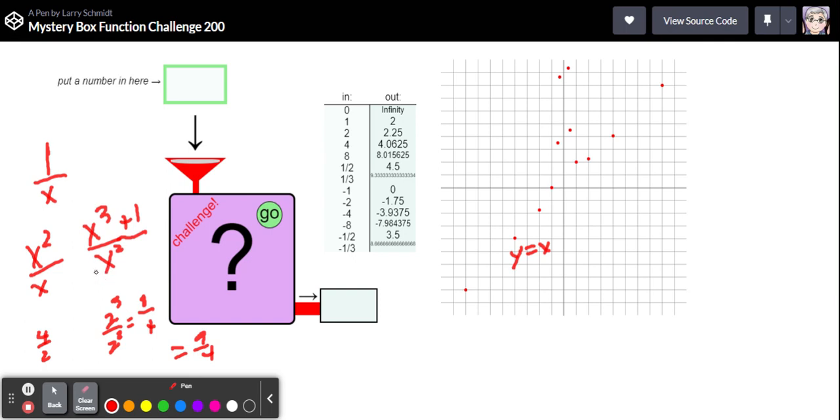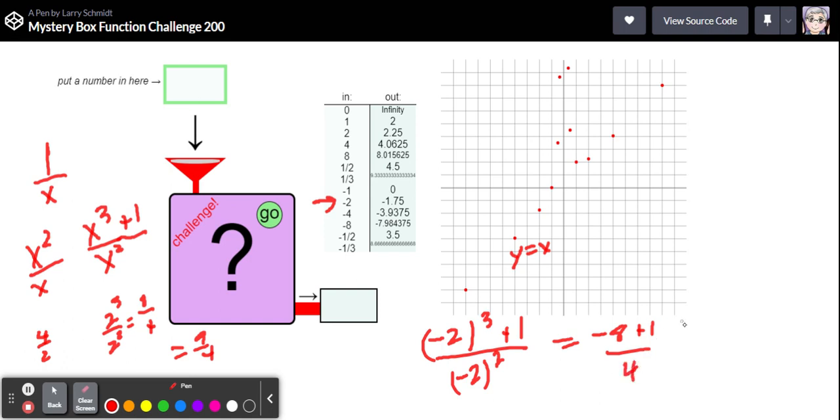That works. Let's try this with some negative value. Oh yeah, -1 would work. So -1 cubed is -1 plus 1 would be 0. So you get 0 on top and 1 on the bottom. Let's put in a -2 and sort this out to make sure we've really got it here. So a -2 quantity cubed plus 1 over -2 quantity squared. So -2 cubed is -8, and then plus 1. And -2 squared is +4. So this is going to be -8 plus 1 is -7, so -7/4. And we've got -1.75. Yeah, -7/4 is -1 3/4. And that's what we got here.